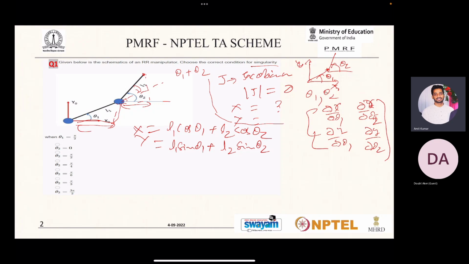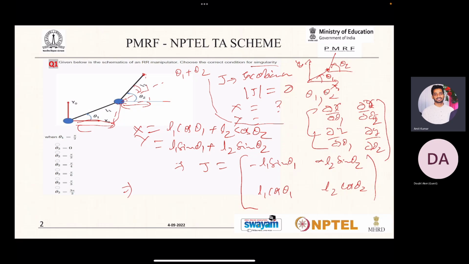Now, if we write the Jacobian, what will we get? The Jacobian will be: dou x over dou theta 1 is minus L1 sine theta 1, dou x over dou theta 2 is minus L2 sine theta 2, and the second row is L1 cos theta 1 and L2 cos theta 2.